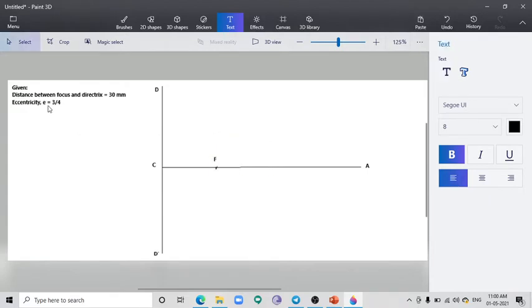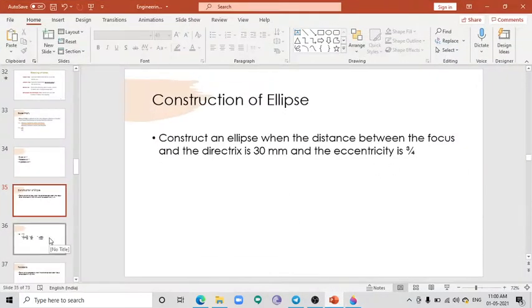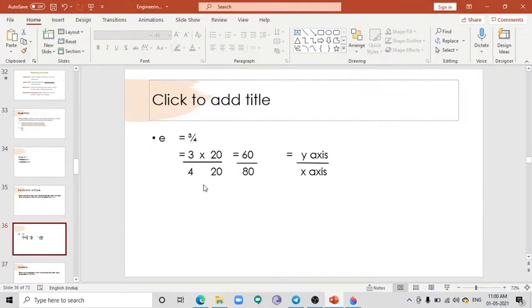Okay, then we have to utilize our eccentricity value. Since eccentricity value is very less, we have to enlarge the value. So 3/4 is multiplied and divided by 20. So we got 60/80. So the denominator value have to be marked in the x-axis direction through the central axis, and 60, which is numerator value, have to be marked in y-axis direction. This is the hint which we have assumed.